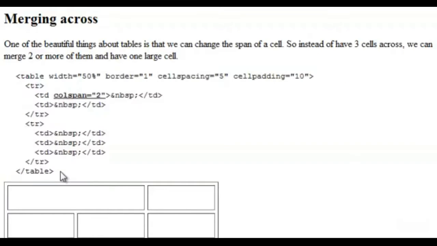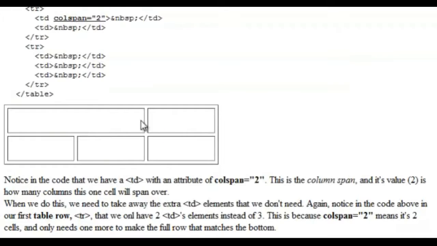So quickly going over this code again, cell spacing is still 5, cell padding is still 10. In our first table data cell, which is this one right here, we change the colspan to 2. Now if we break that up, that means column span, and that means that this one cell here is going to take up column 1 as well as column 2. So it's going to span over 2 columns. Now if we change the column span to 3, this would be one big cell all the way across.